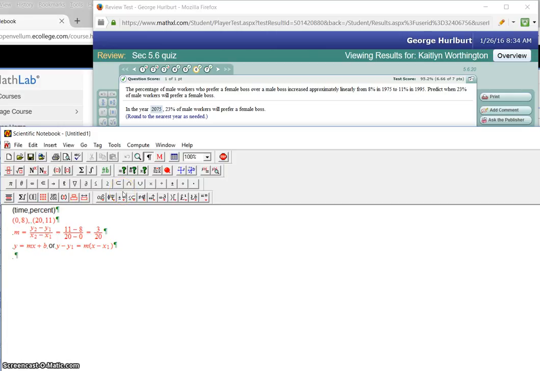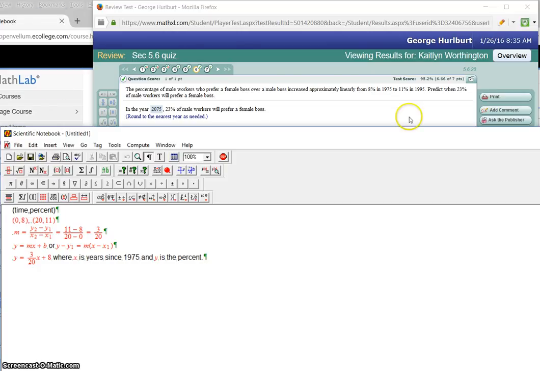So, using y equals mx plus b, I'm going to have y equals m, we discovered was 3/20, x plus 8. And I should tell you here where x is years since 1975 and y is the percent. Okay, it's always good to write down what your variables stand for so you make sure you don't goof them up and confuse them later on.